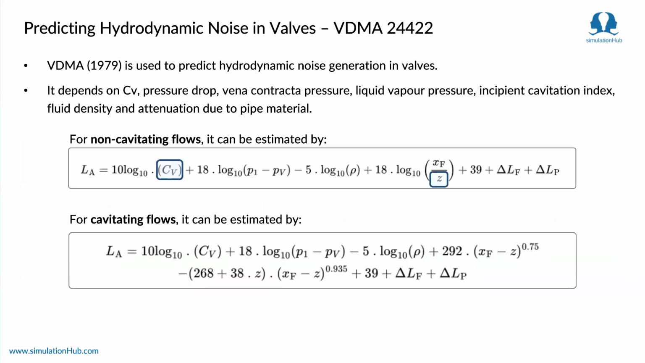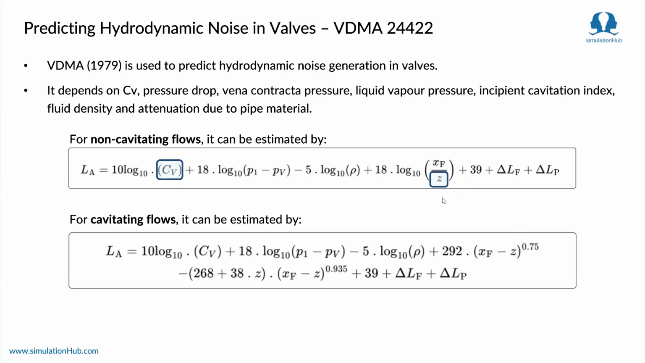So, starting with VDMA. VDMA came out with the procedure to predict the hydrodynamic noise in 1979. And in this equation, the hydrodynamic noise is basically dependent on two variables. As we have highlighted here, it is the CV, the flow coefficient of the valve, and Z.